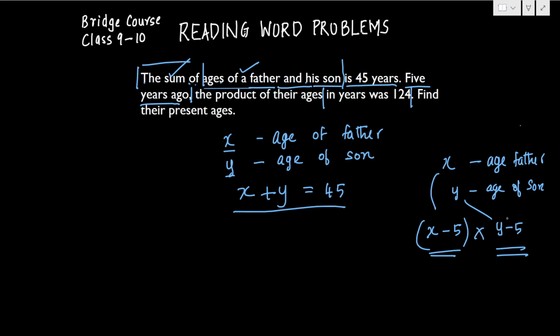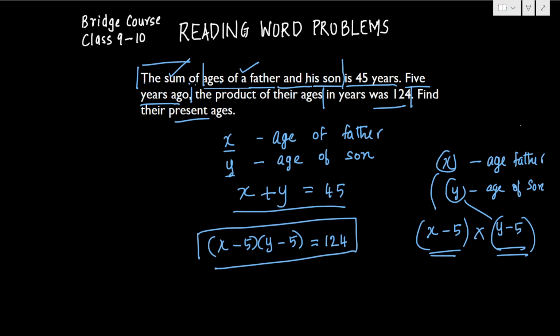Product means you multiply. So x minus 5 into y minus 5. You multiply the two ages. Was 124. Is, was, both are the same. They're similar. Was and is means equal to. Equal to what? 124. And find their ages, which means find the value of x and find the value of y. So this is equation number 2, and this is equation number 1. You solve these two equations, you get the values of x and values of y, and that will be your answer.